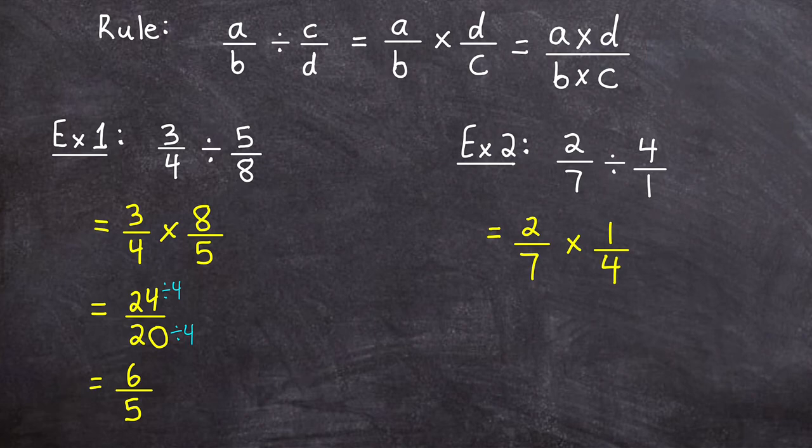And then why don't I look to do my reducing before doing the multiplication this time? I notice that I can reduce this 2 over 4. 2 divides evenly into both of those numbers, so I could divide them both by 2. 2 divided by 2 is 1, and 4 divided by 2 is 2. So that 2 over 4 reduced to 1 over 2. And now I can do my multiplying. In the numerator, I have 1 times 1, which is 1, and that goes over the product of the denominators. 7 times 2 is 14.